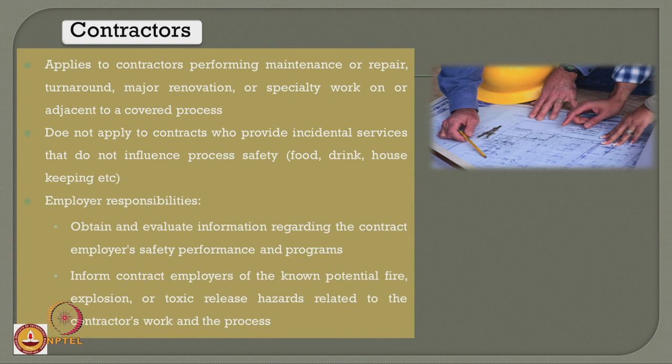The employer responsibilities are the following. One has got to obtain and evaluate information regarding the contract employer's safety performance and programs. You cannot employ a contractor just like that. You must ascertain the safety programs followed by the contractor before he is deployed. Inform the contract employers of the known potential fire, explosion and toxic release hazards related to the contractor's work and the process much in advance. So, do not try to employ contractor personnel without informing him what are the other substances which he is working with.